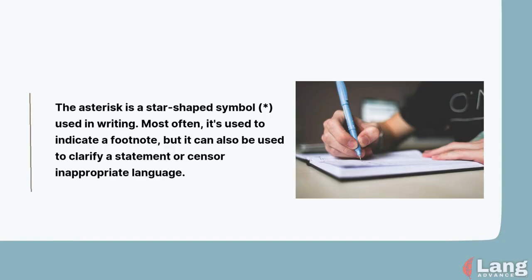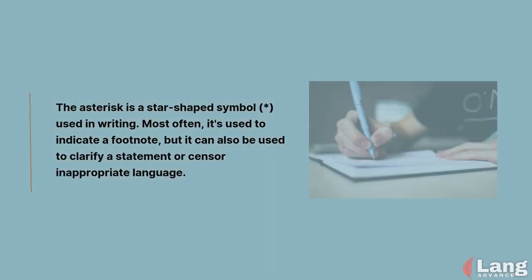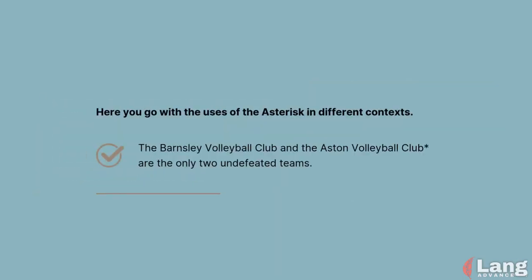The asterisk. The asterisk is a star-shaped symbol used in writing. Most often, it's used to indicate a footnote, but it can also be used to clarify a statement or censor inappropriate language. Here you go with the uses of the asterisk in different contexts.